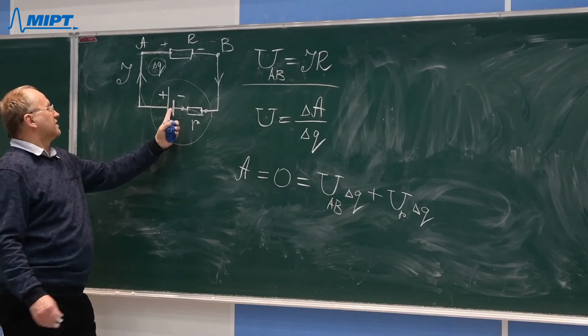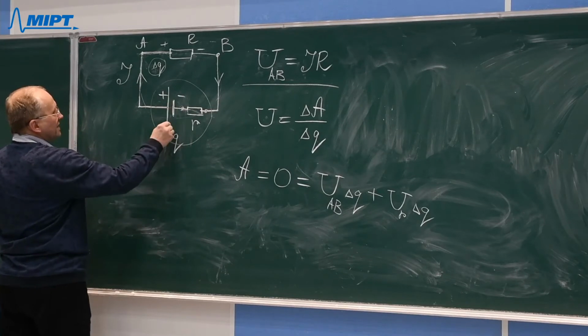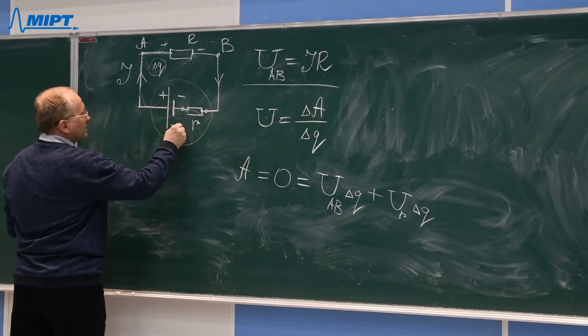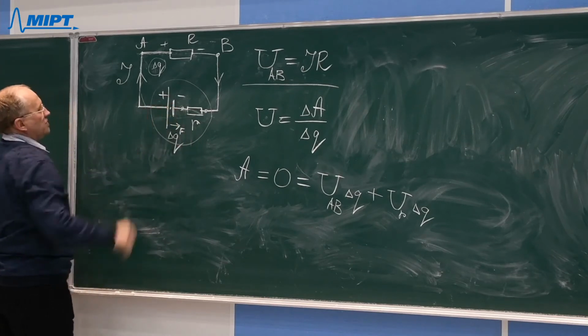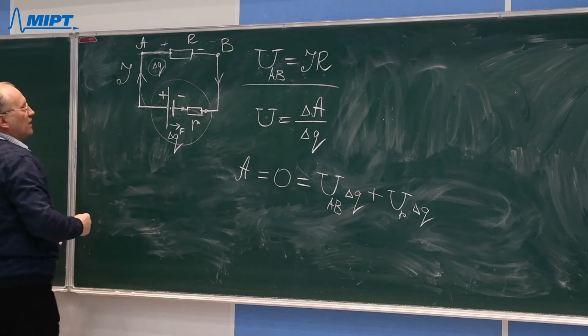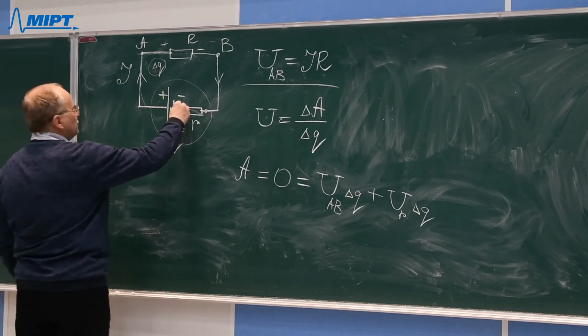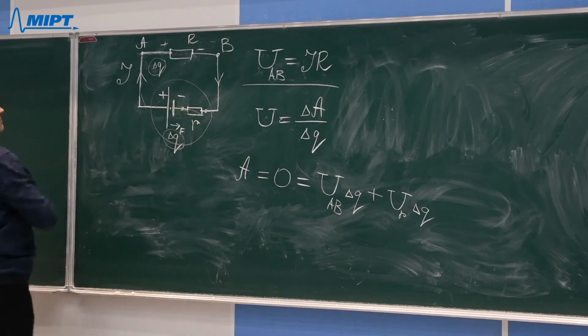So when the positive charge delta Q moves here inside it, it will move against the forces of electric field acting on the charge inside it. So we will have to produce this work. An external actor will produce this work to move the small positive charge through the battery inside it.